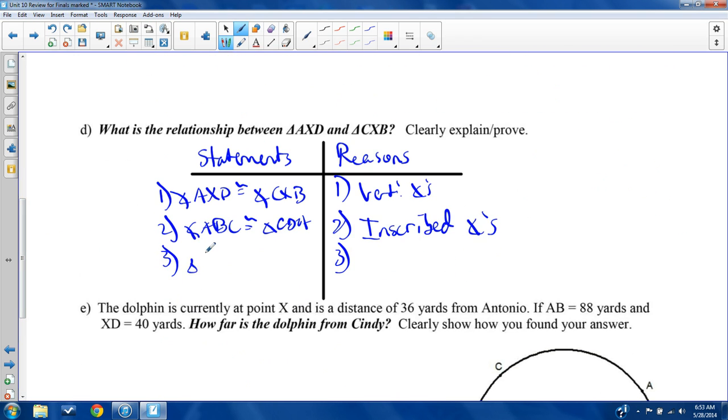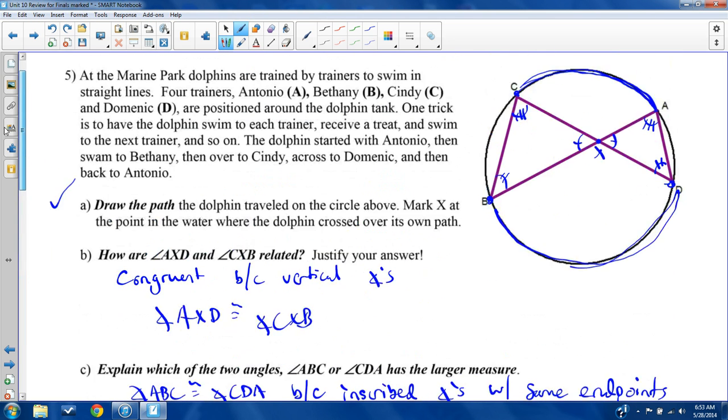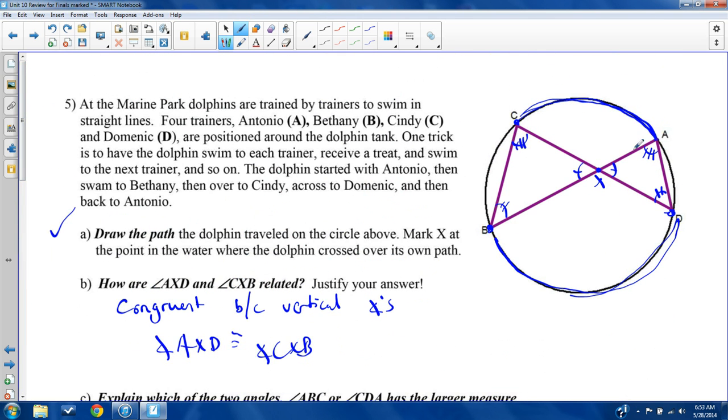So triangle AXD, assuming they wrote the letters in the correct order, I'm sorry, not congruent, AXD is similar to triangle CXB, because of angle-angle similarity. So we now know that these triangles are similar, and there are corresponding angles which are congruent. There are corresponding parts which share similar side ratios. So I'm going to mark those up.